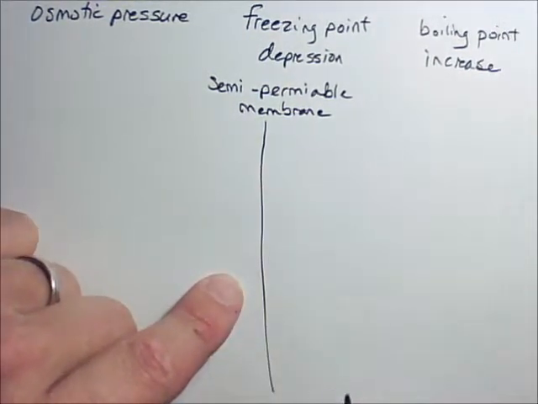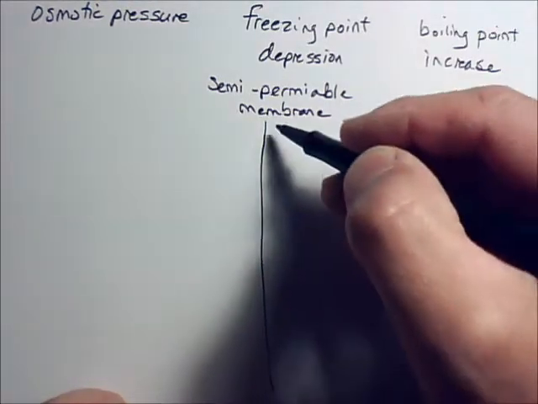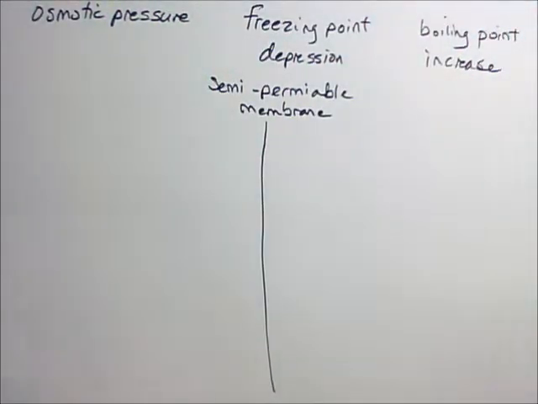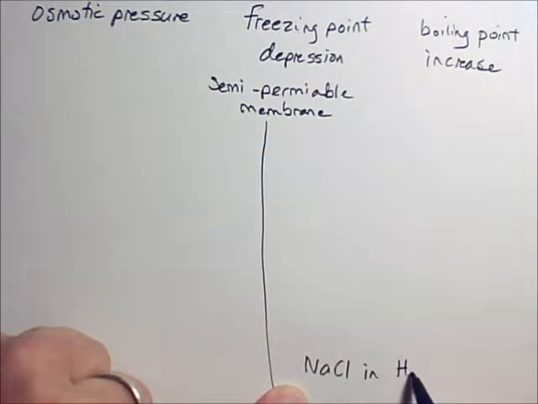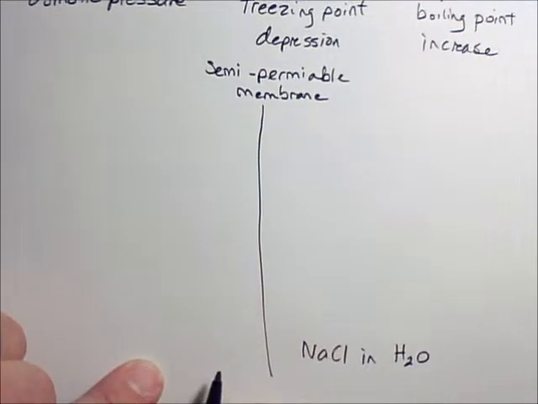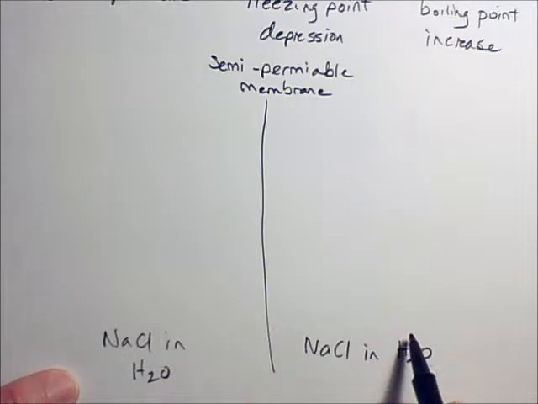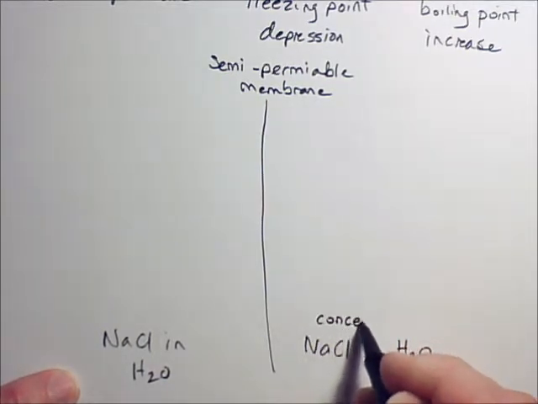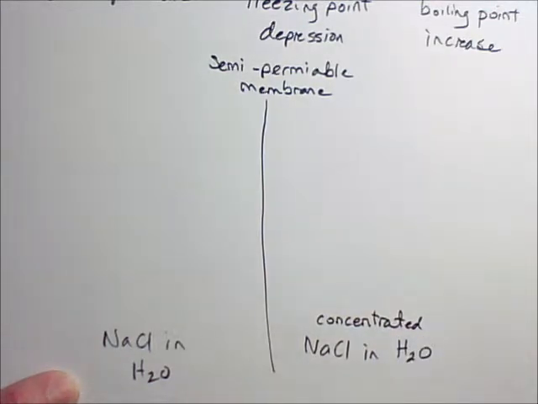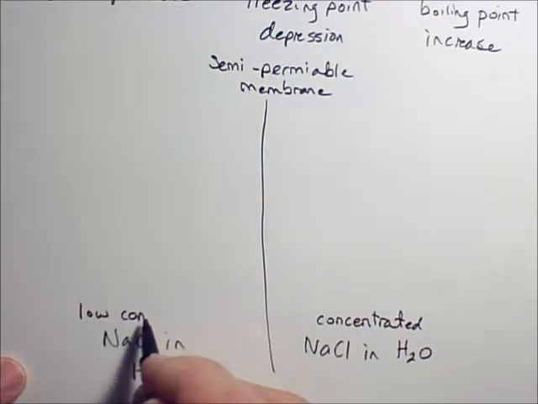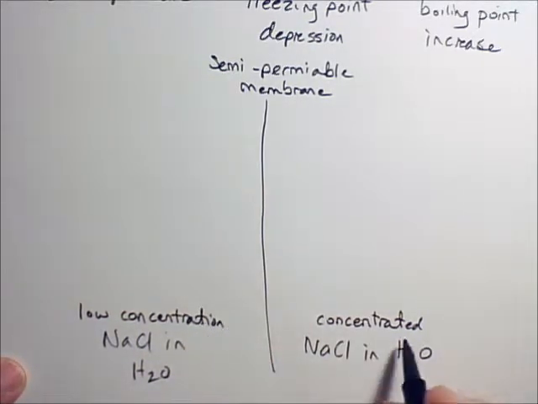Well, a semi-permeable membrane allows some things to flow through and not others. Let's say this is my membrane. I'm going to turn it up like this, and you're only seeing the edge. On this side, we're going to have table salt in water. And we're going to have the same thing on the other side: table salt in water. But in this illustration, we're going to say that this side is concentrated and this is low concentration. That's not matching up very well, but that's okay. Low concentration and concentrated.